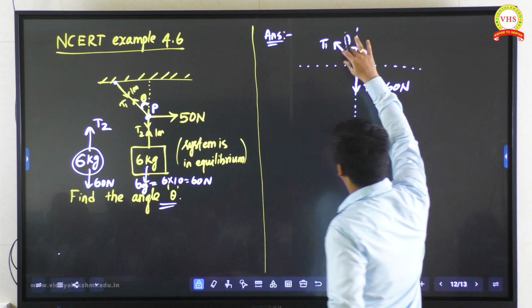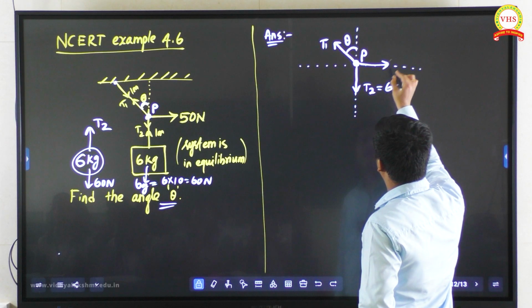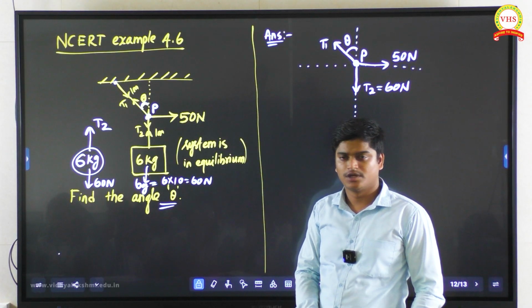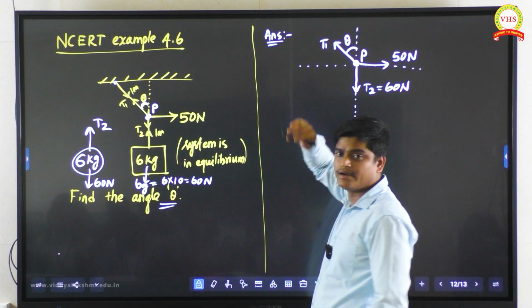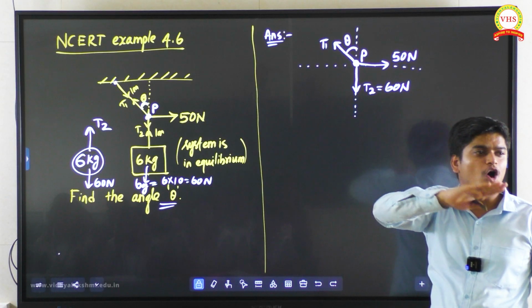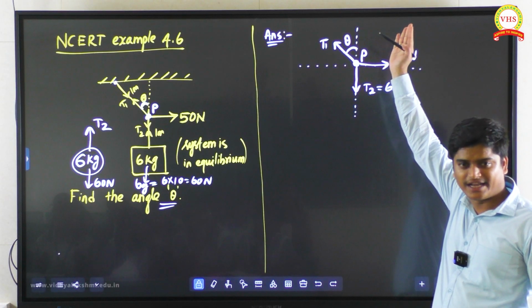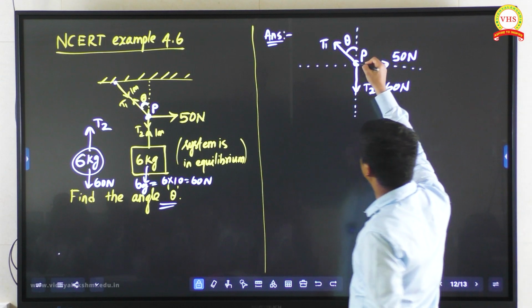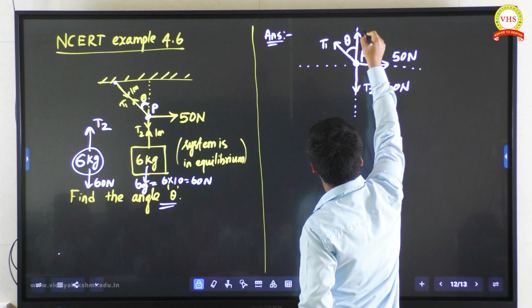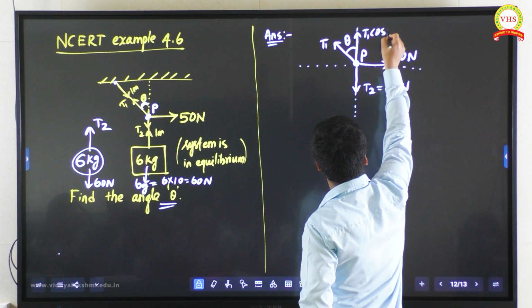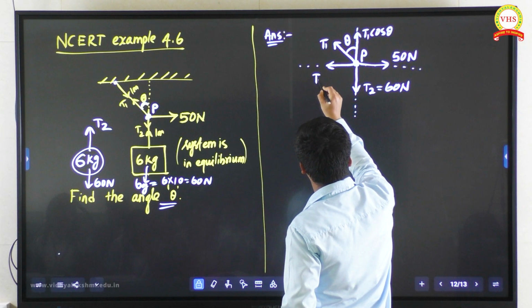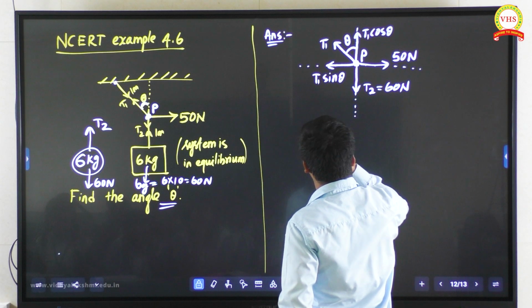Now here one force is given. How much is that force? 50 Newton. It is given in the question. And this T1 has two components, one in the vertical direction, another in the horizontal direction. Can you tell what the vertical component is here? T1 cos theta. What is the horizontal component, can you tell? T1 sin theta. Yes or no?